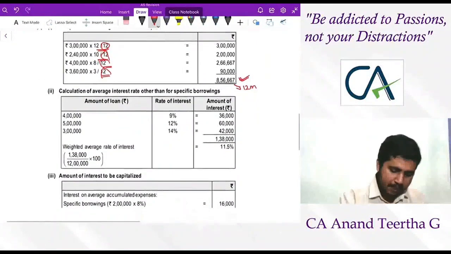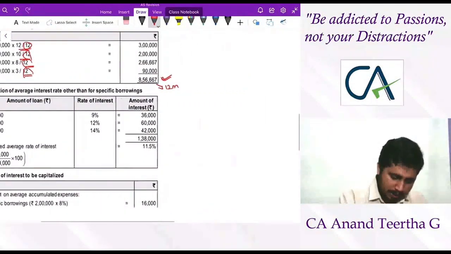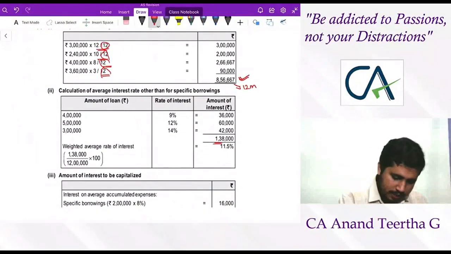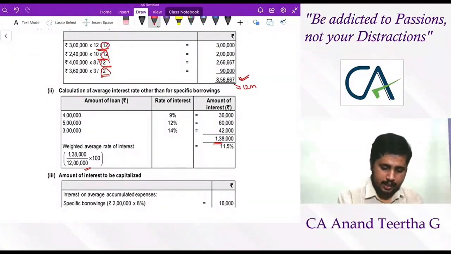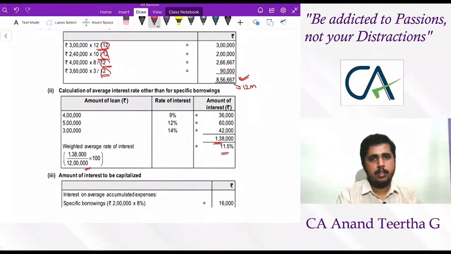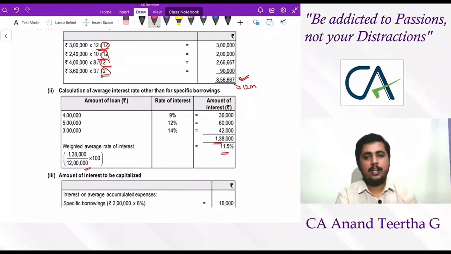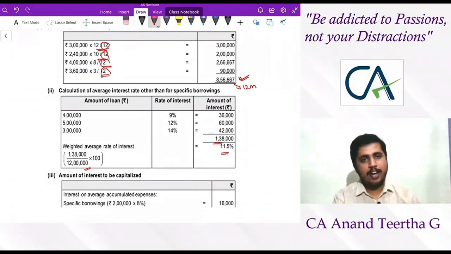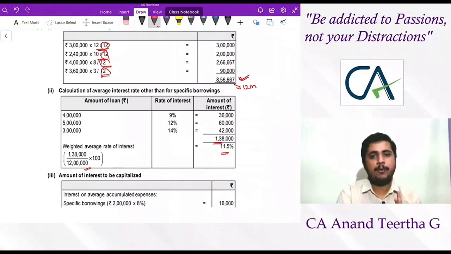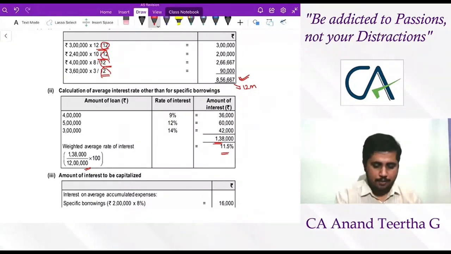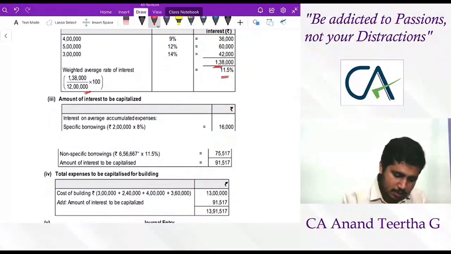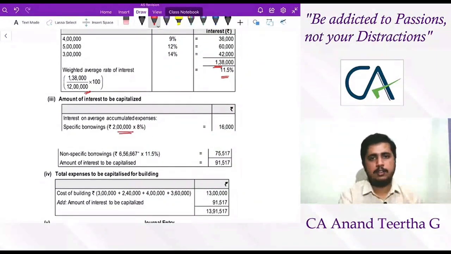Now for capitalizing the interest, as I have told you, total interest divided by total loan, you'll get the rate of 11.5%. So now what you need to do: the entire 12-month utilization amount is 856,667 and the weighted average rate is 11.5%, and there is a 2 lakh specific borrowing that is used only for construction. So now look into it. First, specific borrowing 2 lakh into 8%, because any borrowing cost incurred has to be capitalized.